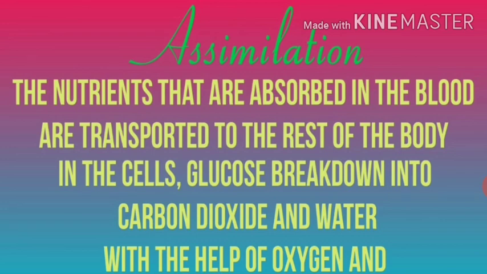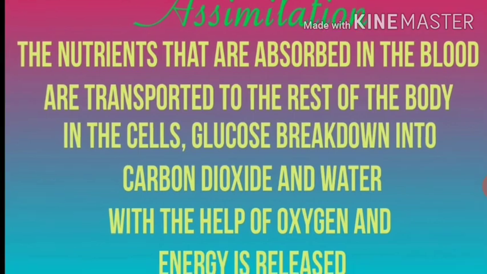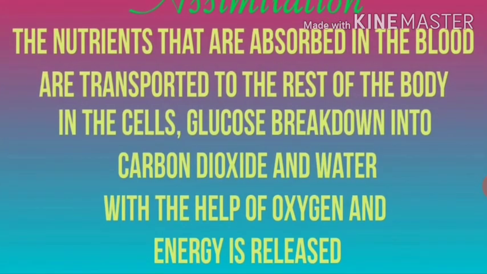So you can just see on the screen also. Assimilation: the nutrients that are absorbed in the blood are transported to the rest of the body. In the cells, glucose breaks down into carbon dioxide and water with the help of oxygen, and energy is released.